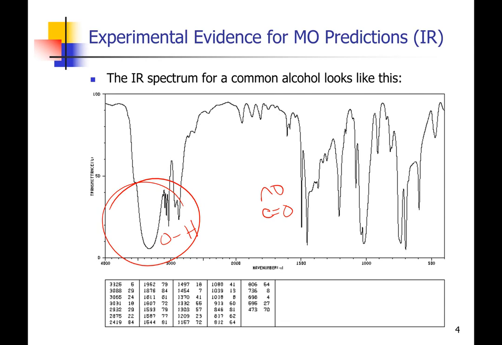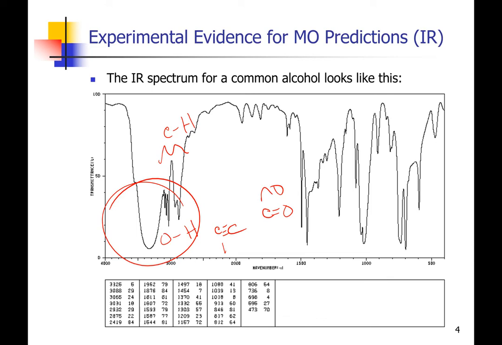And there are representative signals for lots of other functional groups too. My alkynes would tend to be down around 2200. My alkenes, on the other hand, are down around 1600. These little pointy ones here, as opposed to the big broad one, that's a CH stretch. And you can see you get a very potentially complicated pattern.